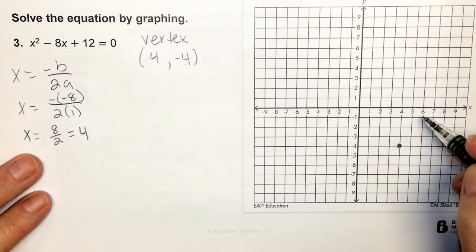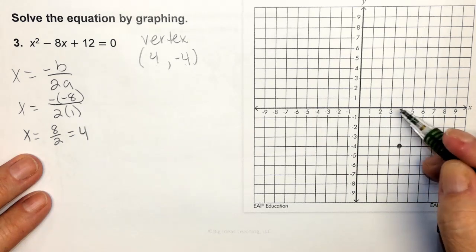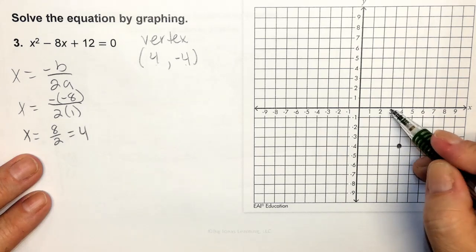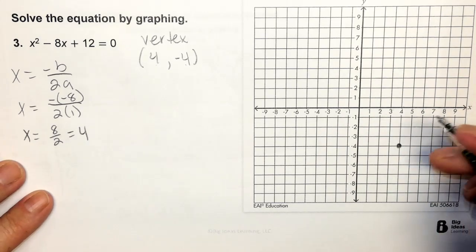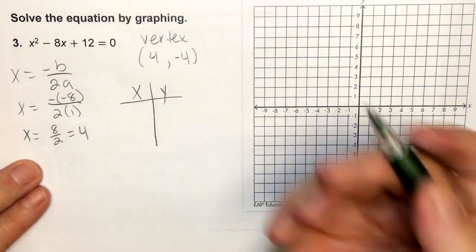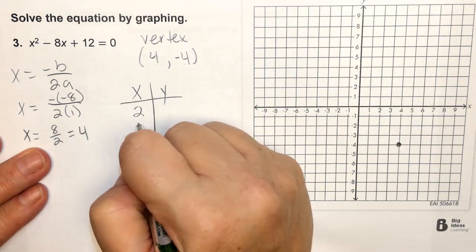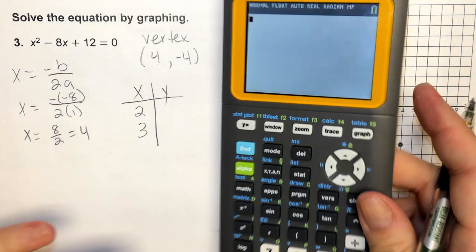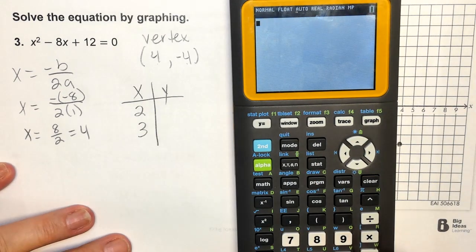So let's look. If we're going to draw this, let's try. We can try like 2 and 3. We can try 5 and 6. So let's start with 2 and 3 because those are smaller. Because remember, we can always use our axis of symmetry to find points on the other side. So let's try when x is 2 and when x is 3 and see what we get. So remember, we're plugging them into this equation.